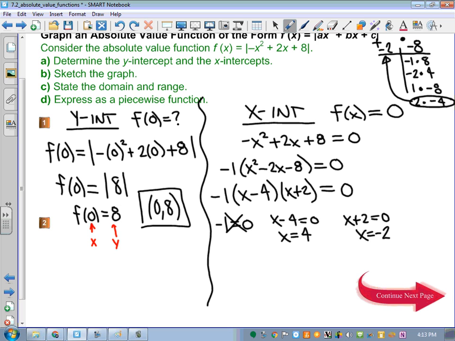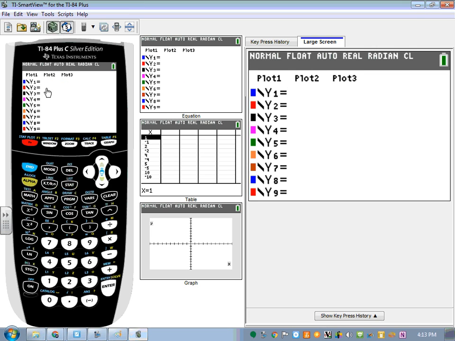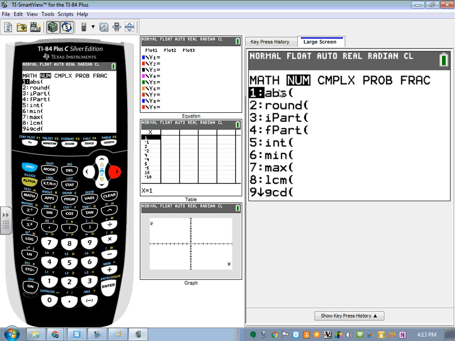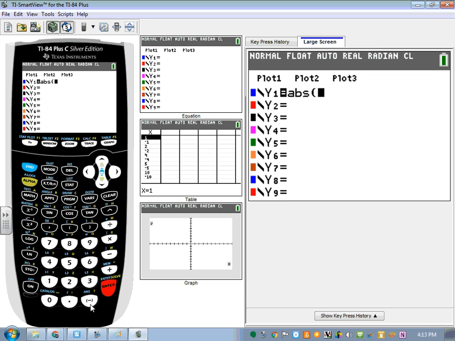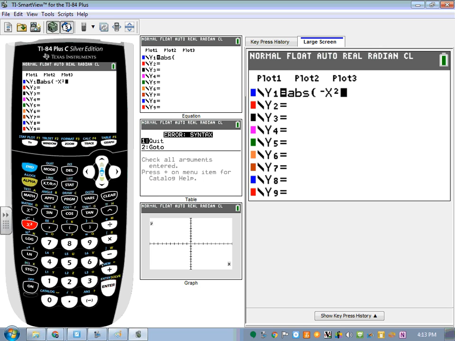All right, to sketch that graph, we are going to use our calculators. And in order to do that, you need your calculator, obviously. I'm going to use the emulator here just because it does show you your key screen. And what I'm going to do is go right to the Y= button. What we need to do is put in the function that we're going to talk about. And really one of the reasons why I want to do this is to make sure everybody can find the absolute value button, which is located in the math menu. You have to cursor to the right to NUM, which is number, and then it's number 1, ABS, which is just shorthand for absolute value. So we have the absolute value of negative x squared plus 2x plus 8.